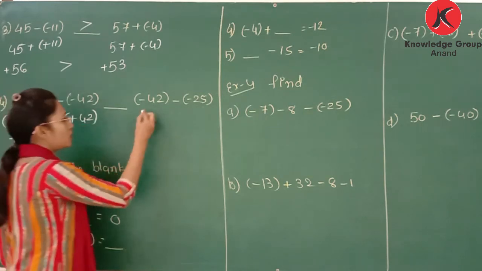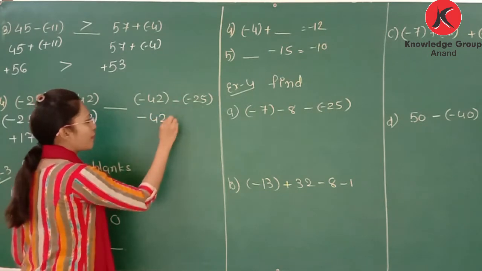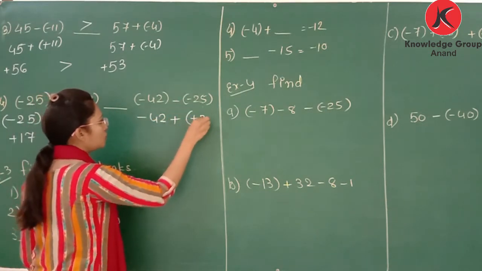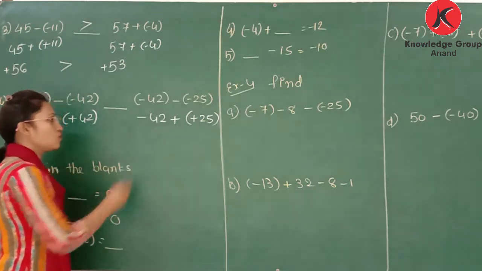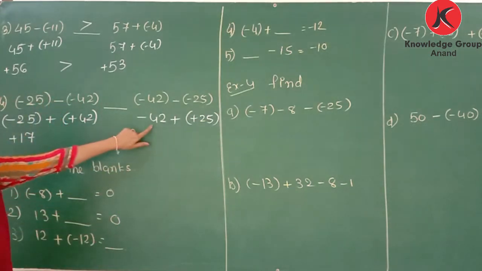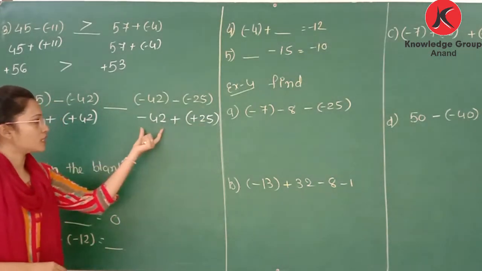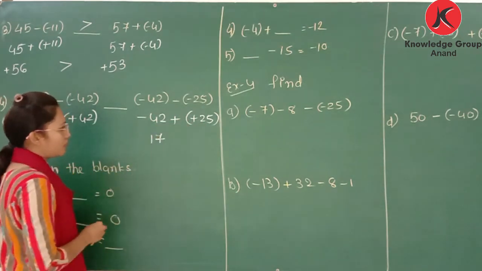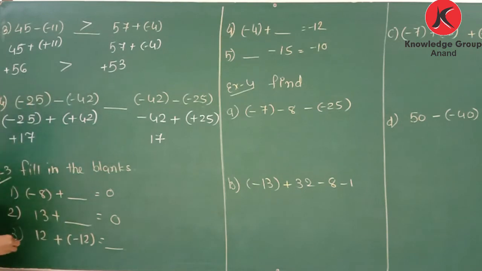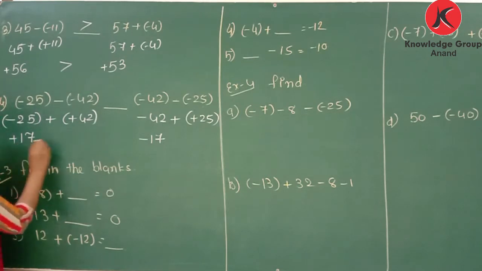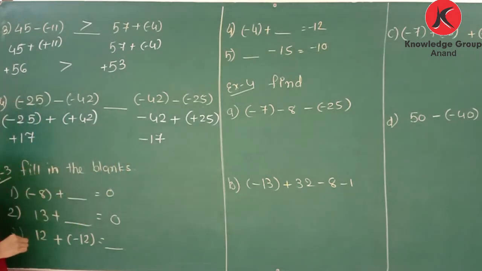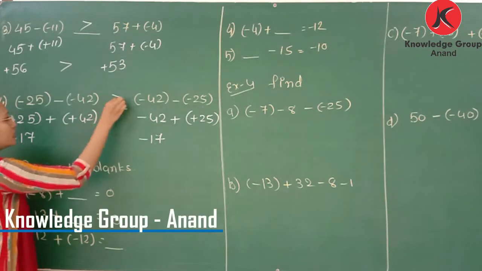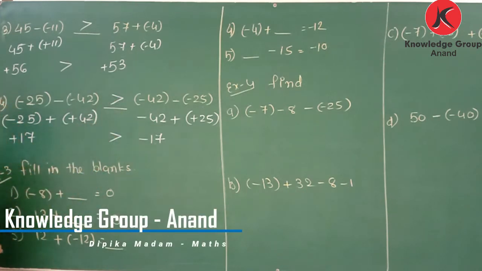Now on the right side, minus 42, here minus becomes plus, 25 becomes plus 25. Now minus 42 plus 25, because one is negative, one is positive, subtract the numbers, again it will give 17. Okay, now which sign? That of the bigger number, minus 17. Now plus 17 and minus 17, which one will be greater? Always positive. So here it will be greater than.